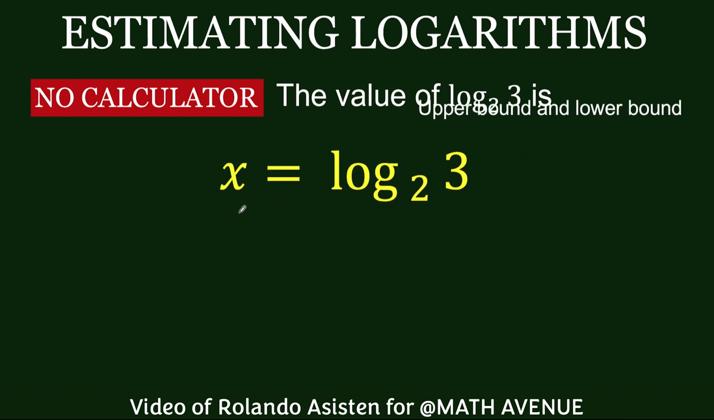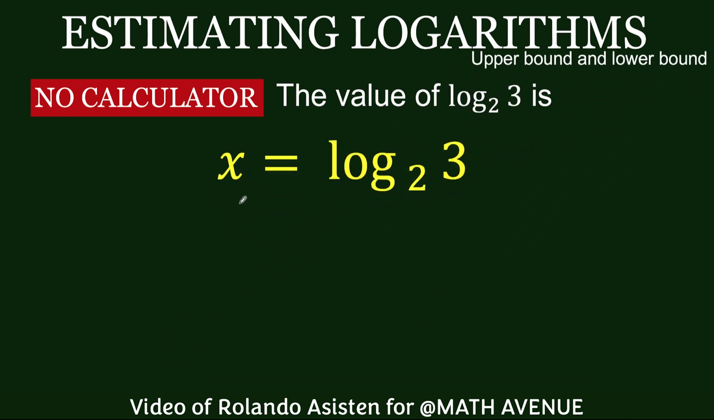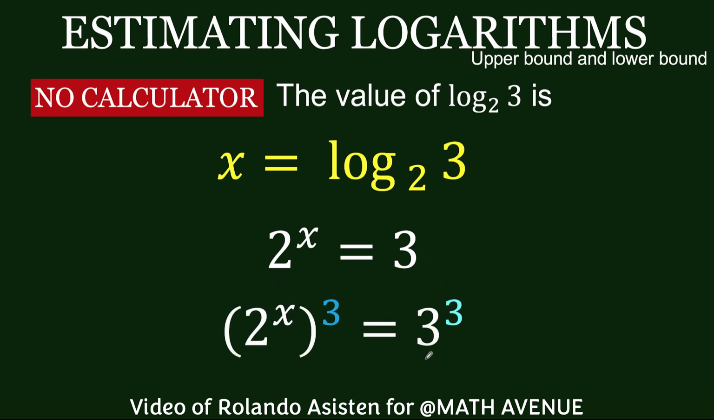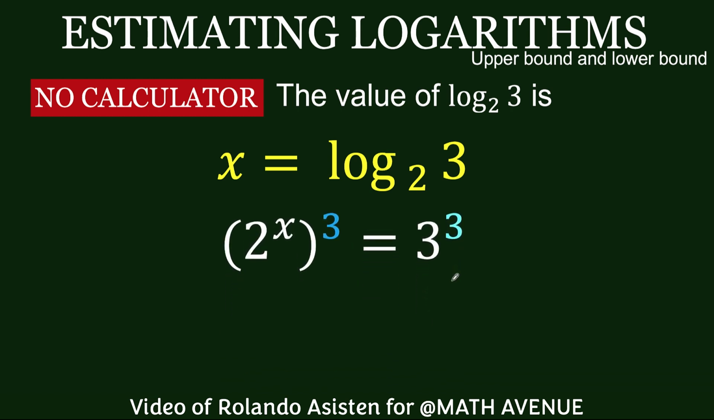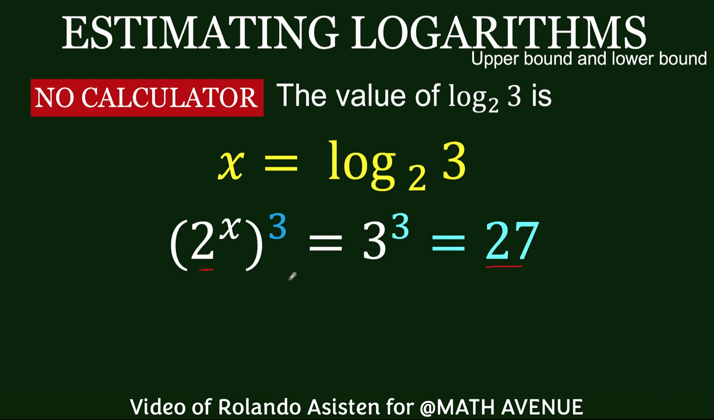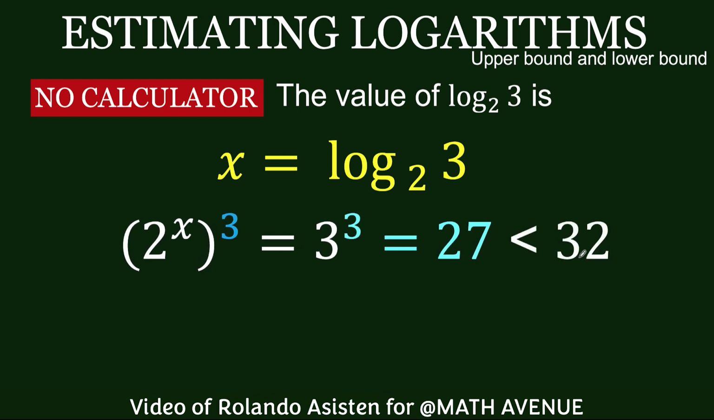Let's first transform this given equation into its exponential form. So x equals the logarithm of 3 to the base 2 is equivalent to base 2 raised to x equals 3. Then let's raise this equation to the third, like this. And simplifying, we know that 3 cubed is equal to 27. Our base here is 2. So we are looking for an exponential number with a base 2 that is close to 27 but a little higher than 27. And that number is 32, because 32 can be written as 2 to the 5th, while 2 to the 4th is 16, which is still less than 27.